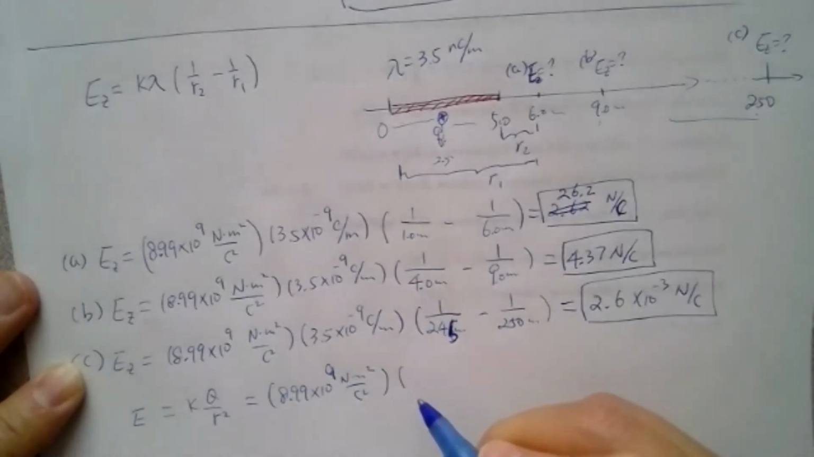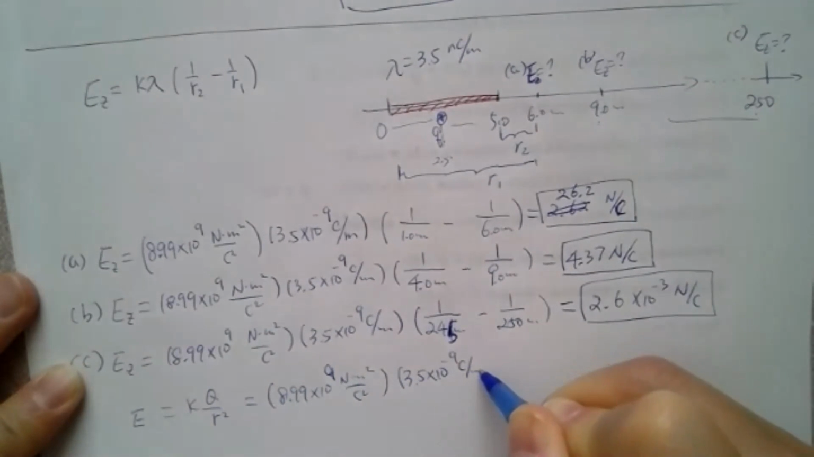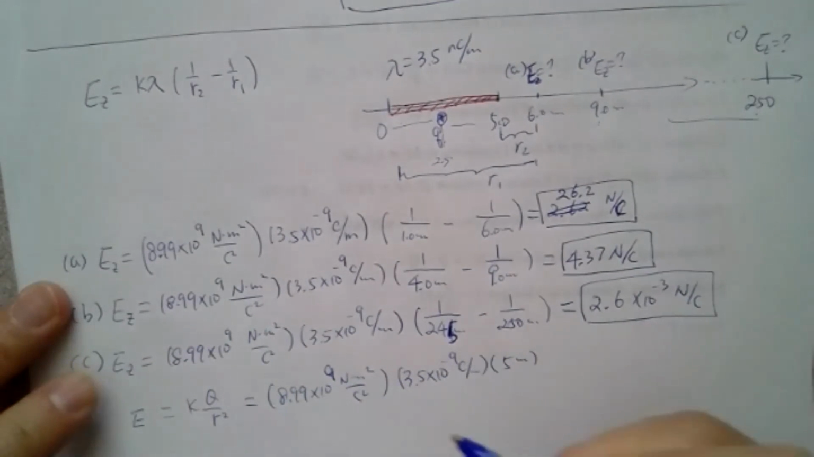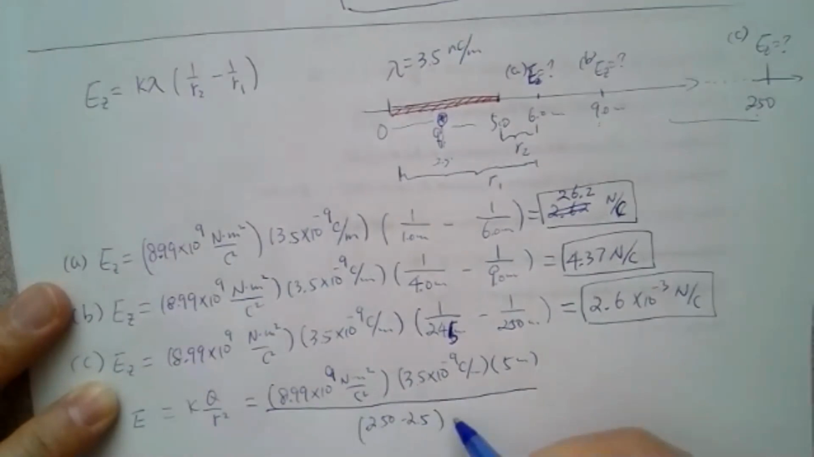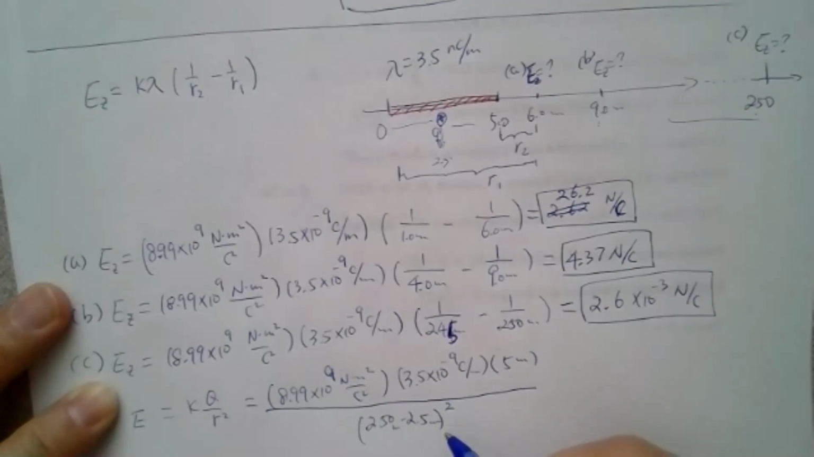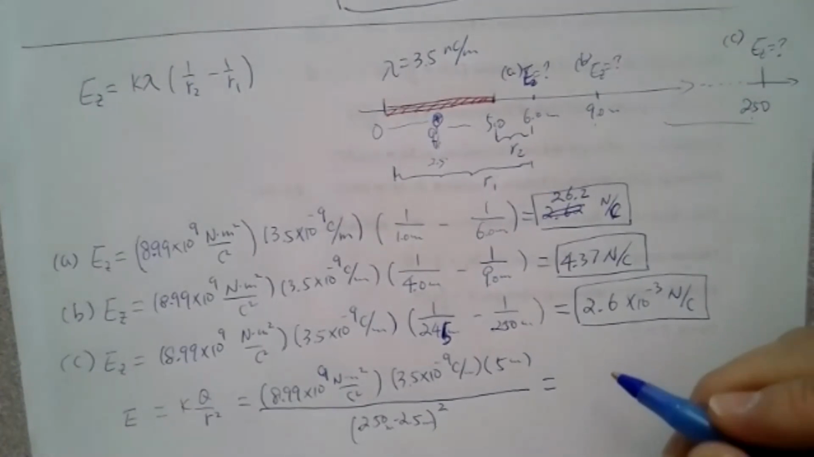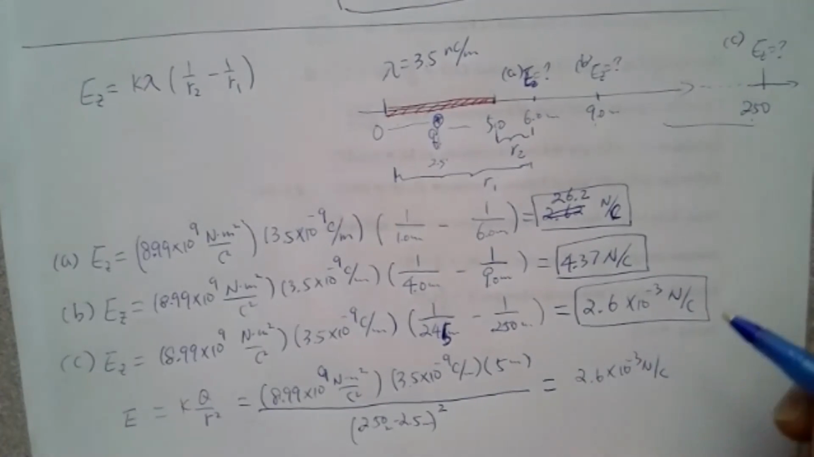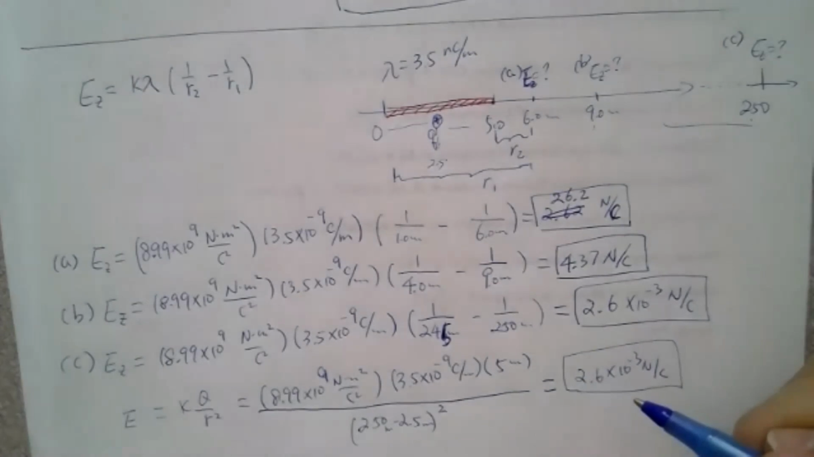Q will be lambda times L, the total charge. So 3.5 times 10 to the minus 9 times L, which is the 5 meters, divided by R squared, which will be 250 minus 2.5, both in meters. If you calculate that, this will be about, again, similar, 2.6 times 10 to the minus 3 newtons per coulomb. So 2.57 to be exact.